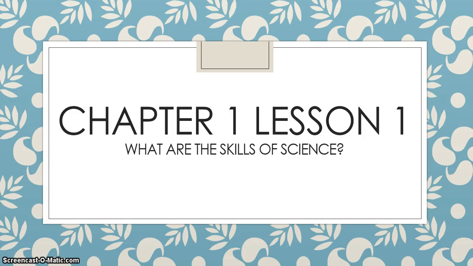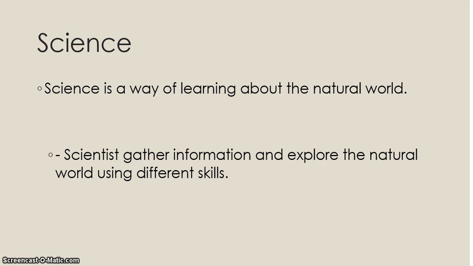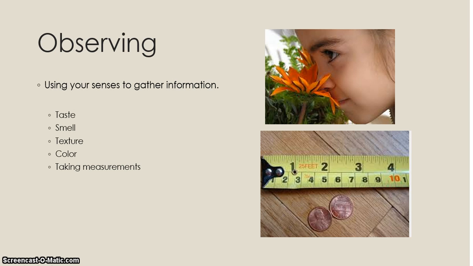Chapter 1, Lesson 1. What are the skills of science? Science is a way of learning about the natural world. Scientists gather information and explore the natural world using different skills. One of these skills is making observations. Making observations is when you use your senses to gather information.